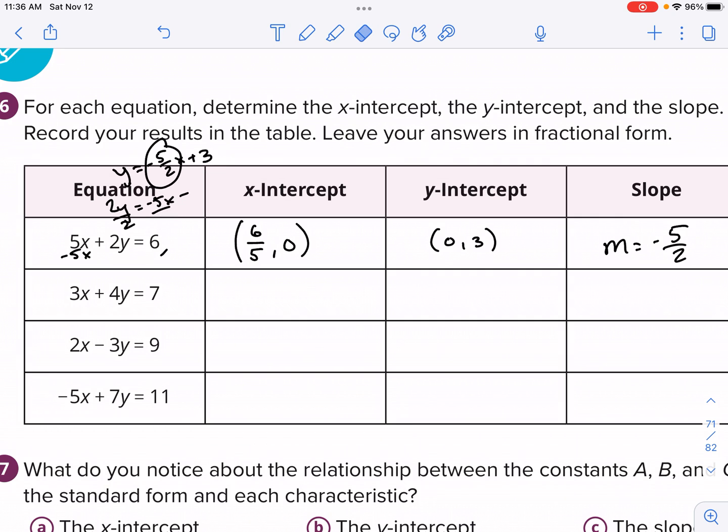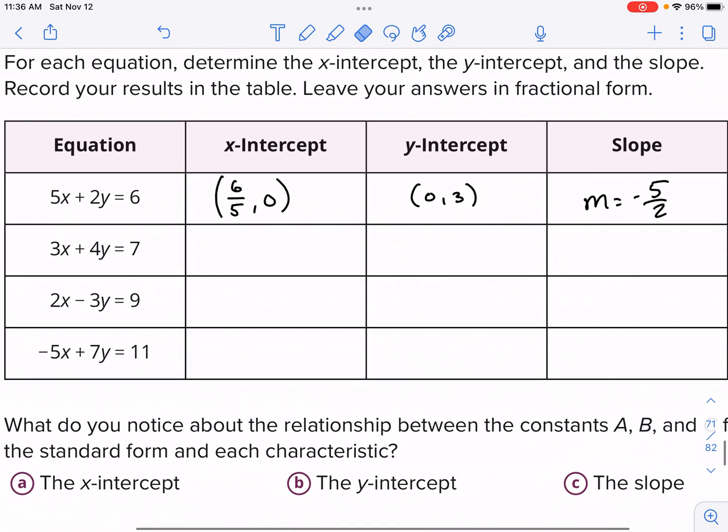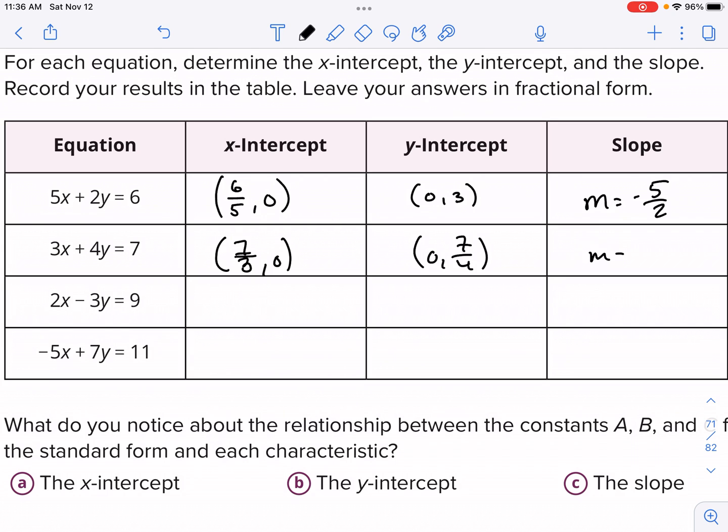Now I'm not going to do that for each single one because we're supposed to be noticing something, but I'll at least give you the answers for the remaining ones. You're welcome to pause the video and try to figure it out before I give you the answer. For the second row, we have 7/3, comma 0, 0 and 7/4. The slope is negative 3/4. I'll do one more. This is 9/2, comma 0, 0, comma negative 3, and m is equal to 2/3.